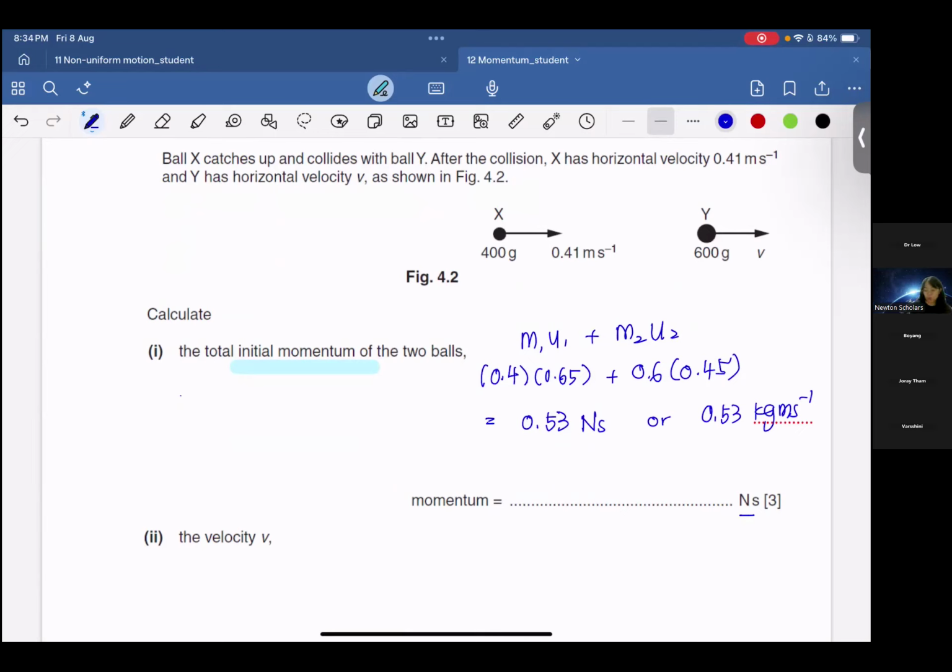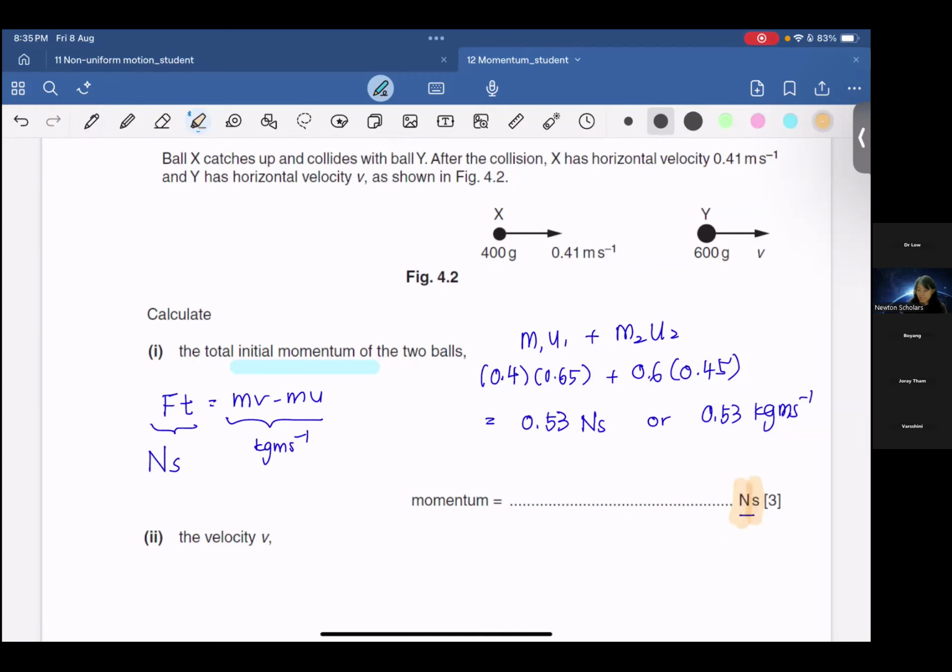Why Ns? Ns is because we have another formula that we learned called impulse: Ft equals mv minus mu. Mass times velocity is kg meter per second, and force times time is Newton second. So these two units are the same. Then, teacher, why do we need to convert the gram to kg? I don't want to change, is it okay or not? My answer is not okay.